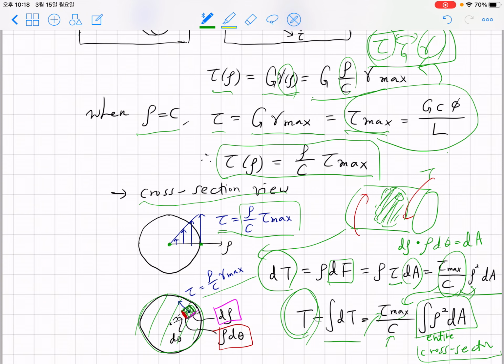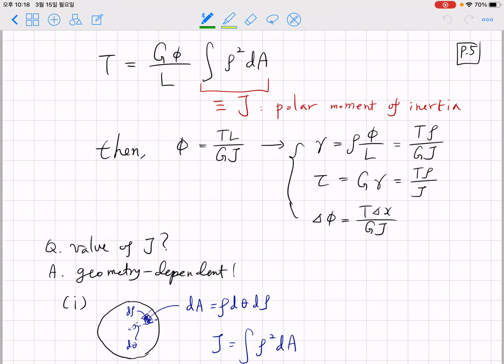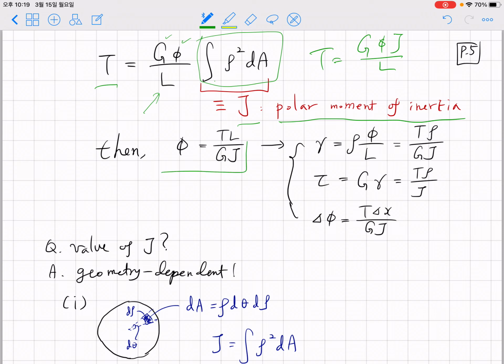If you plug in the expression for tau max, G C phi over L, here, then you end up with T equals G, the shear modulus, times the twist angle phi, divided by the length L, multiplied by the integral over the entire cross-section of rho squared dA. If we define this entire term as J, which we call the polar moment of inertia, then you end up having T equals G phi J over L. If you write the twist angle as a function of T, L, G, and J, it can be written as here.